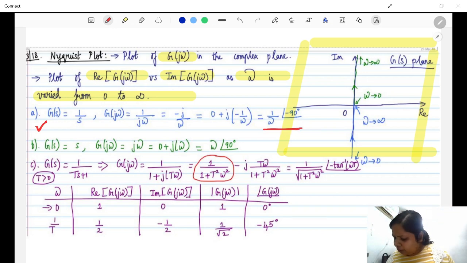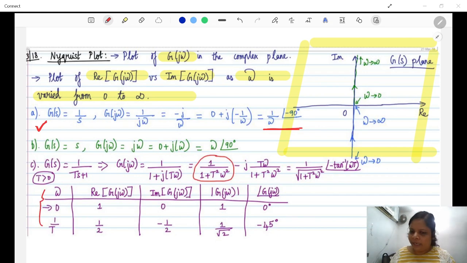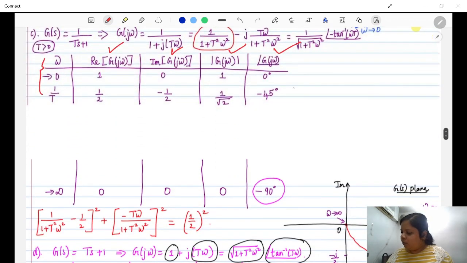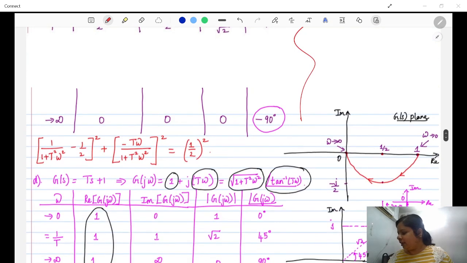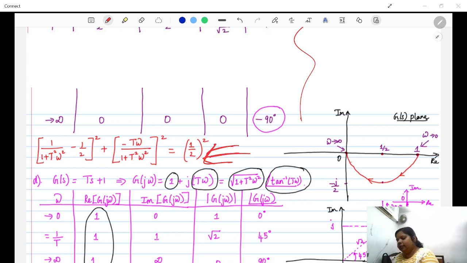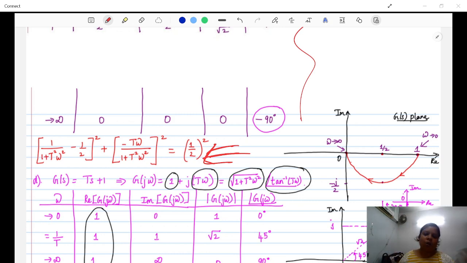So if it is 1 upon S, then what we actually do here is we vary the omega from 0 to infinity. It can be 0, 1 by t and infinity. We find out the real part of the transfer function, the imaginary part of the transfer function, the magnitude and the angle. We find all of them and then we try to plot over here. In some cases, you find that it is going to be a circle. So it is generally of this nature, and we'll see in the questions that we'll be dealing with now that it can turn out to be a circle, and if it is a circle, we can find out the radius and so on by taking 2 points essentially.